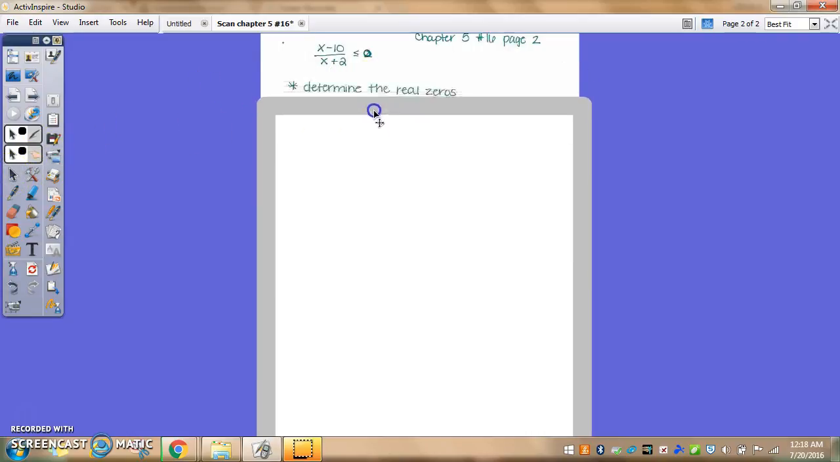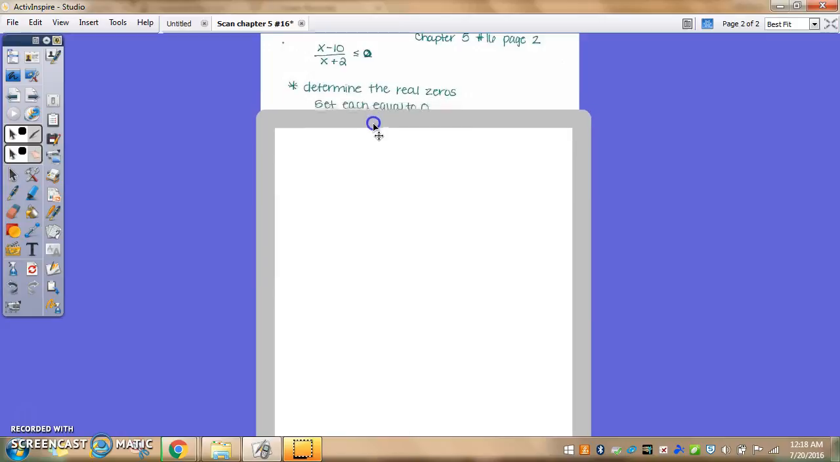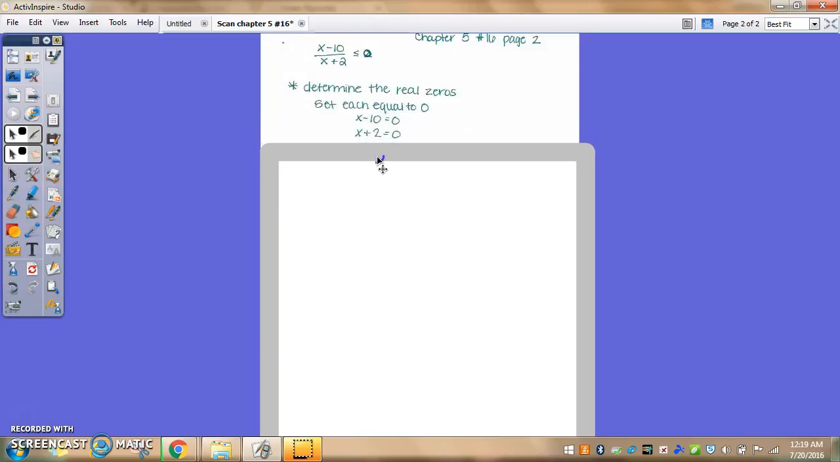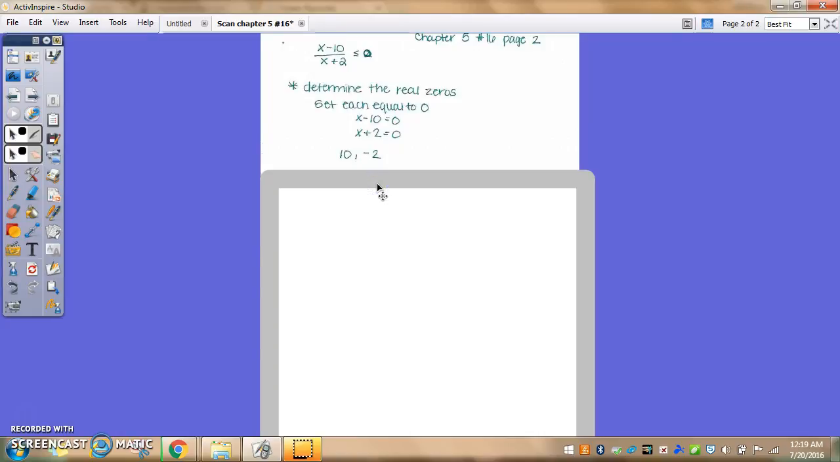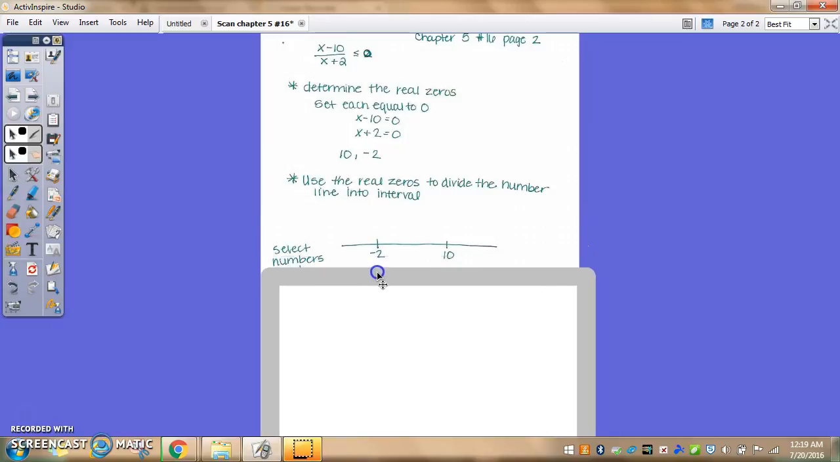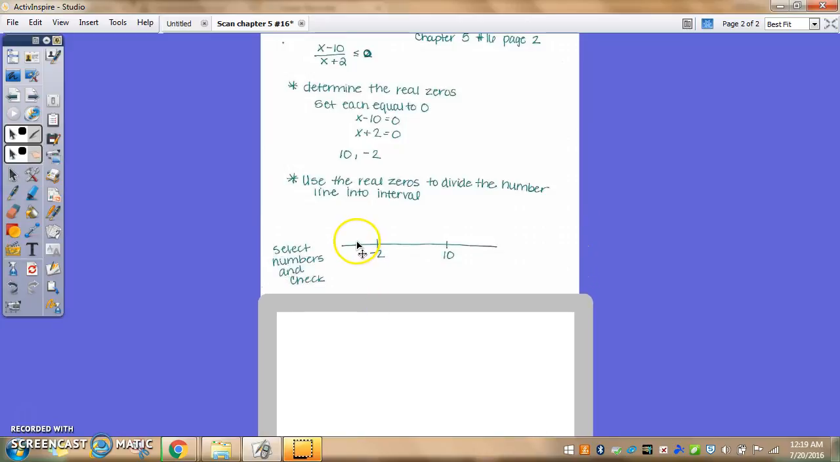We are going to need to determine the real zeros of the equation. In order to determine the real zeros of this equation, we would set each equal to 0. So we're going to set x minus 10 equal to 0, x plus 2 equal to 0, and we're going to come up with the real zeros at 10 and negative 2. We're going to use these real zeros to divide the number line into intervals. We're going to have negative 2 and 10 on our number line.